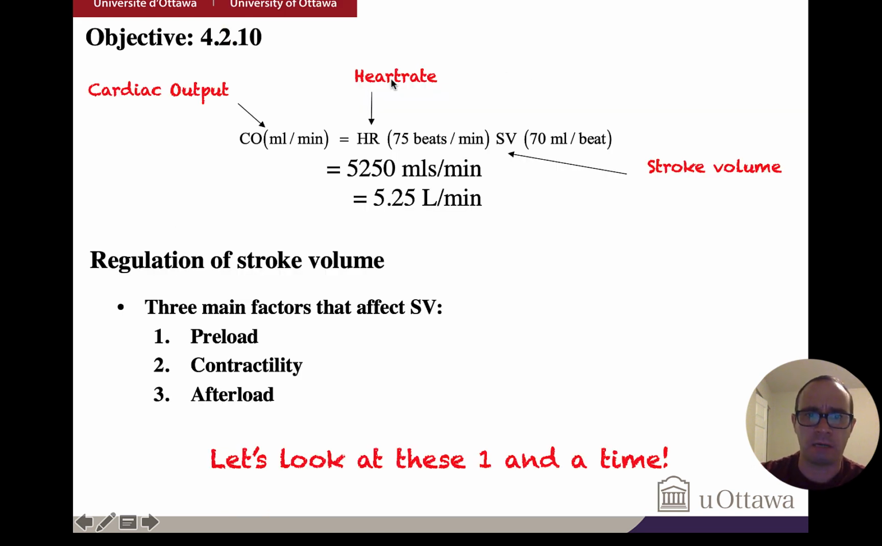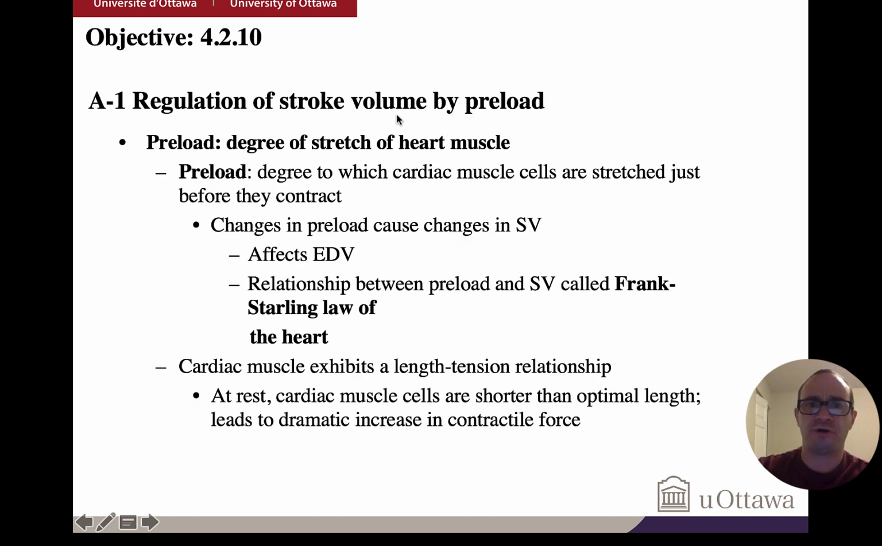So there are 3 things that affect the stroke volume, or the amount that the ventricle can eject each time. These things are called preload, contractility, and afterload. We'll look at these one at a time, again looking at stroke volume, part of the equation that determines cardiac output. Stroke volume is regulated by preload. This is the first thing we want to talk about. It really refers to the degree of stretch associated with the heart muscle.